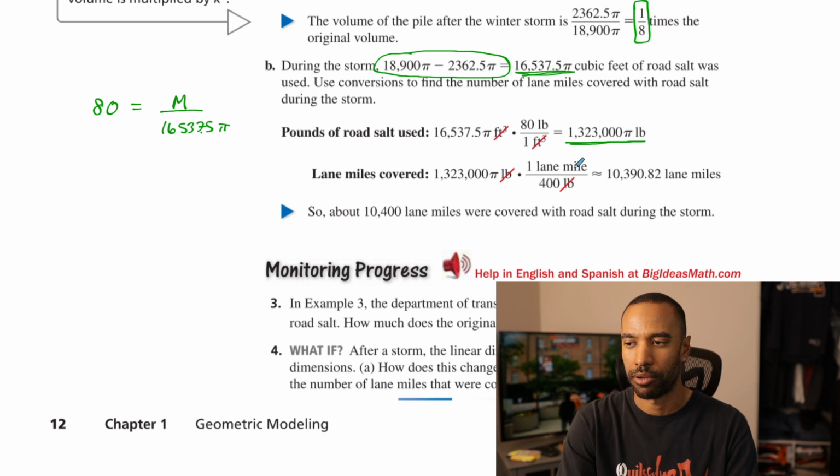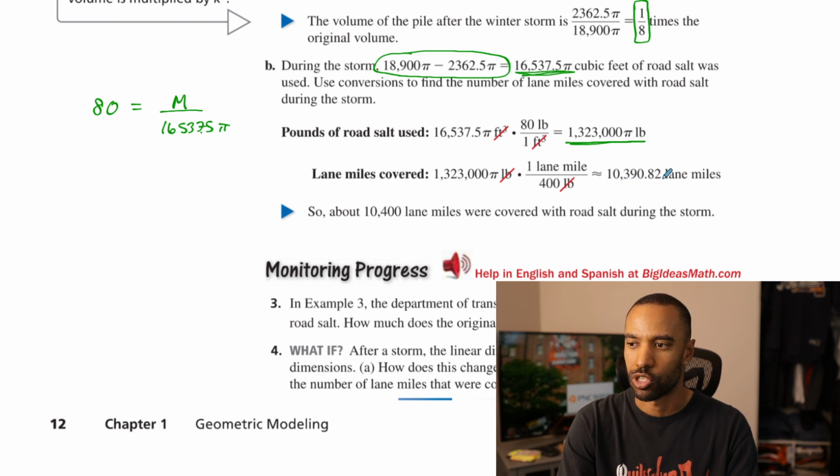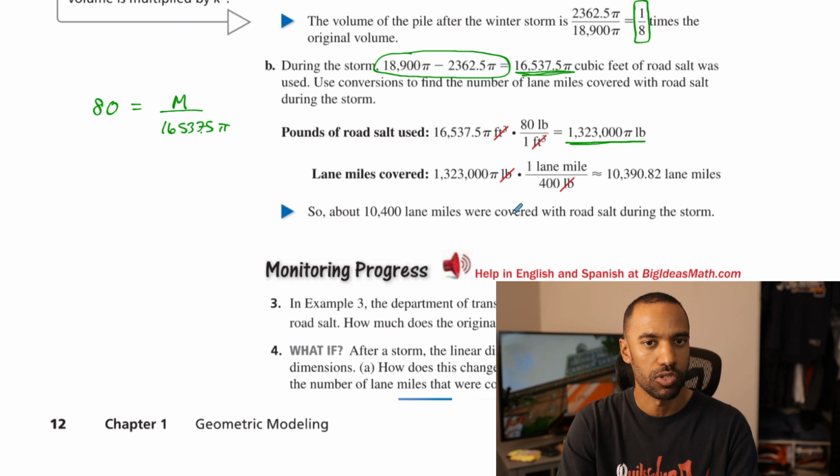Because they're converting pounds to lane miles, since it's 400 pounds for every 1 lane mile, and so they get 10,390.82 lane miles, about 10,400. It looks like they did some serious rounding there.